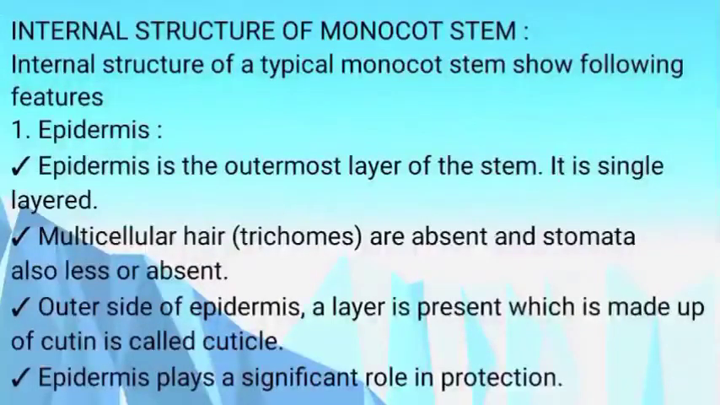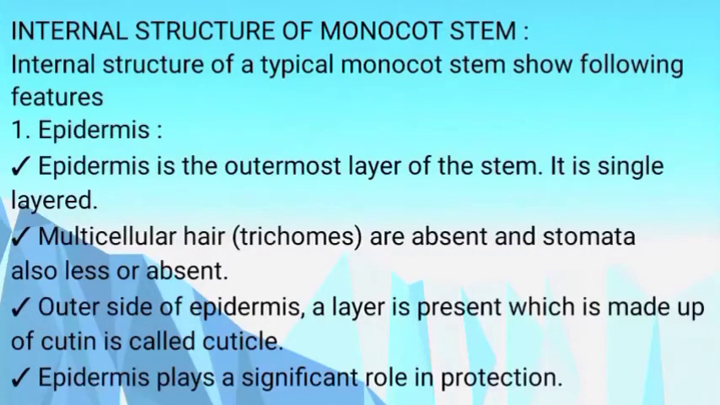Internal structure of monocot stem. The internal structure of a typical monocot stem shows the following features. Under this, the very first one is epidermis. Epidermis is the outermost layer of the monocot stem. It is uniseriate, or single layer. Multicellular hairs, which are called trichomes, are absent. Stomata are also very less in number or may be absent.